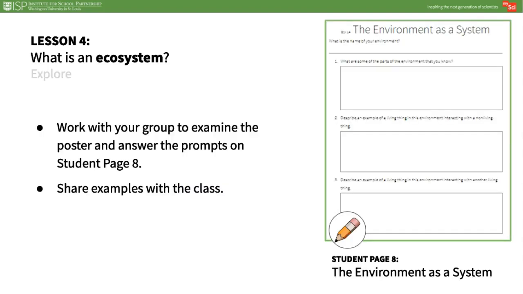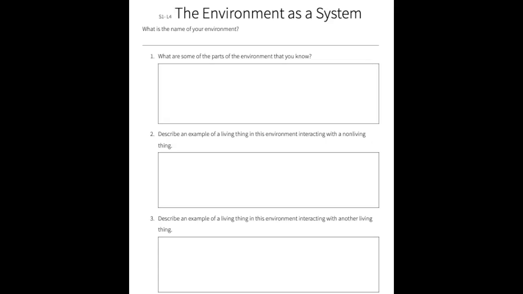In the Explore portion of the lesson, introduce the idea of environments as systems. Separate students into groups and give each group a poster. Then, using this journal page, The Environment as a System, have students analyze the environment depicted and record examples of interactions between living and non-living things. Have students share out examples of each poster type to the whole class.